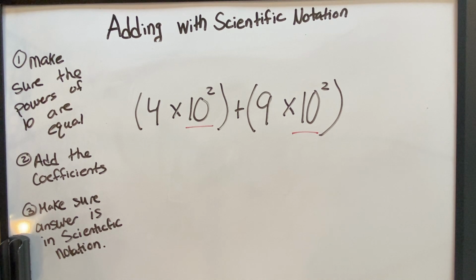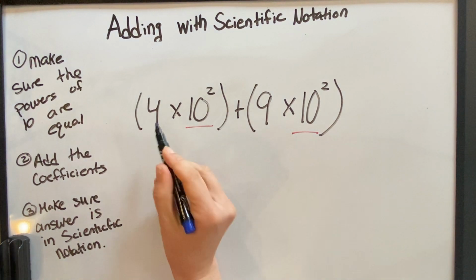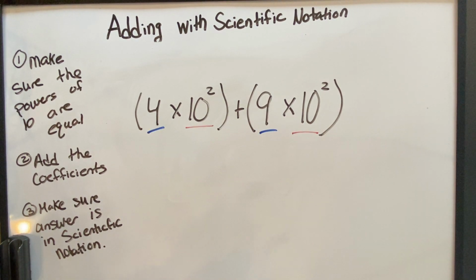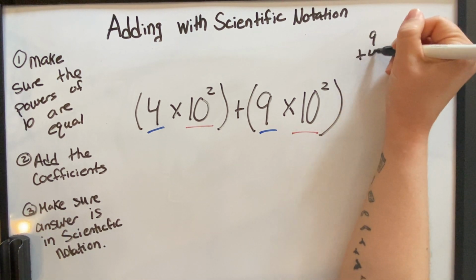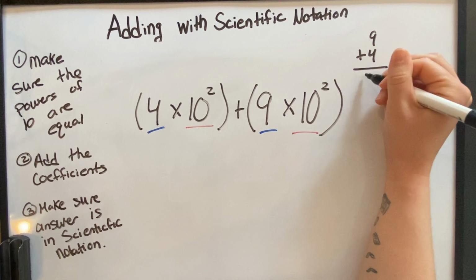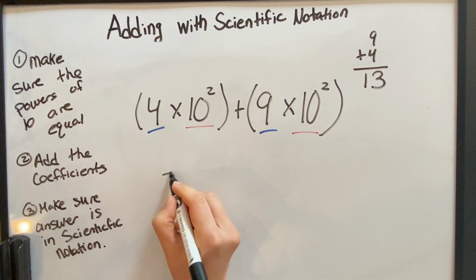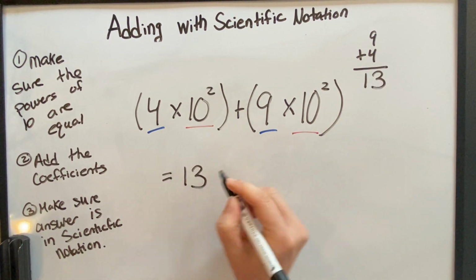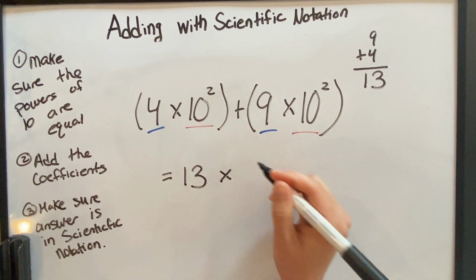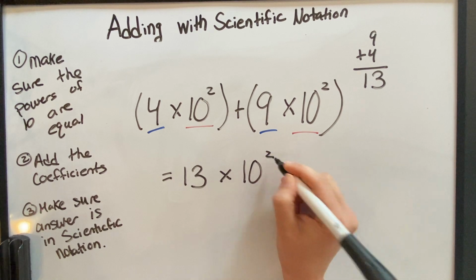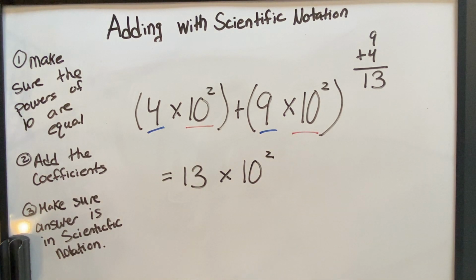Next, add the coefficients. So I have a coefficient of 4 here, and a coefficient of 9. So over here we're going to do 9 plus 4, and that would give me 13. So my answer would be 13 times, and we're working with powers of 10 that are squared. So 10 squared. Step 3, make sure your answer is in scientific notation.